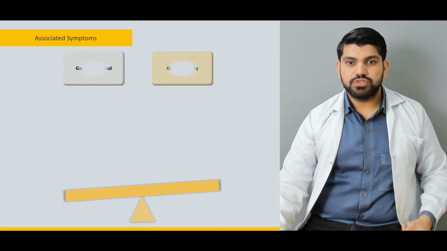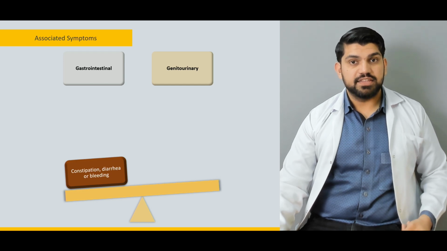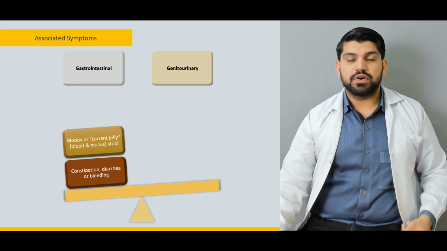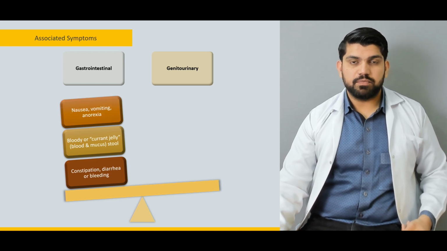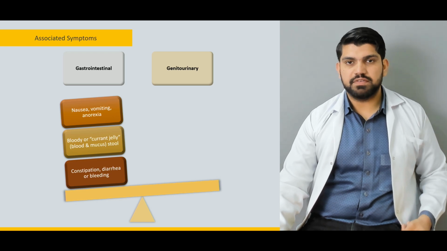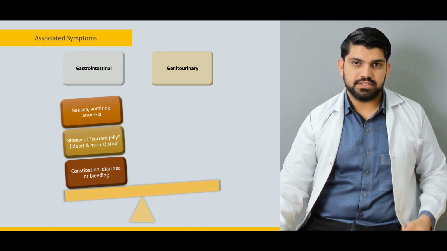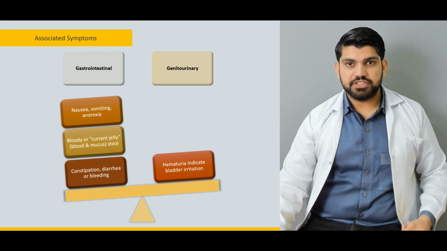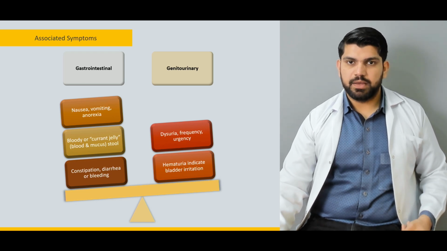Moving on to gastrointestinal manifestations, patients can present with constipation, diarrhea, and bleeding. These can present with abdominal pain, though it's an abdominal manifestation. Also blood or currant jelly stool, nausea, vomiting, or anorexia. Nausea, vomiting, and anorexia can present with various kinds of diseases. They can present with acute MI, or with other diseases such as electrolyte imbalance. Hematuria, indicating bladder irritation, can present with abdominal pain. Dysuria, urgency, and frequency can be associated with abdominal pain.